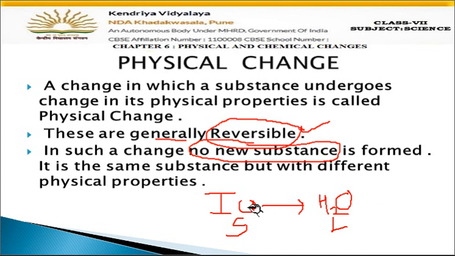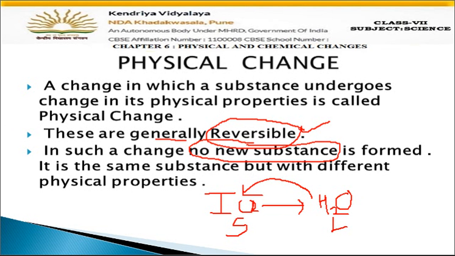Reversible in the way that ice can make the water and water can also change back to ice. This is the reversible nature, that again the original substance can be regained. Okay, so such type of changes are called physical changes.